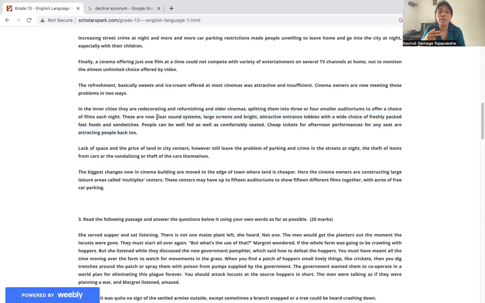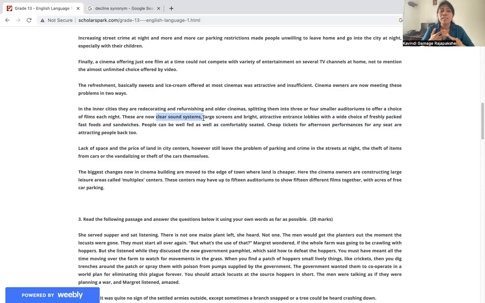You can't use the same words, so avoid using more than three words together from the original. Don't use more than three words from the original. Their sound systems are clear. What else?